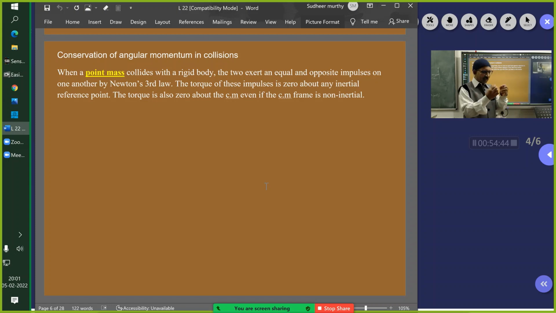See, if the two point masses collide, then at the point of collision there is exchange of force. This will apply force on that, that will apply force on this. These are the two forces, the force applied by this on that and by that on this, but they will not get converted into torque. And therefore there is no question of angular momentum change or all those things. That's the meaning.